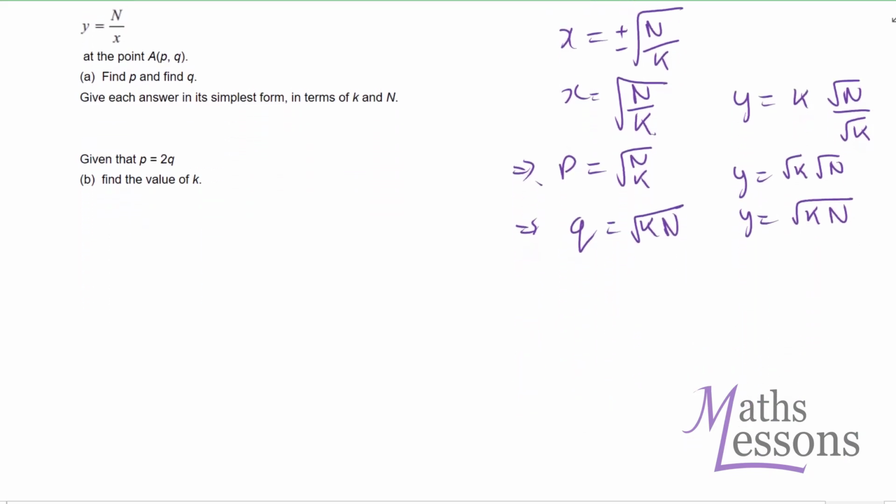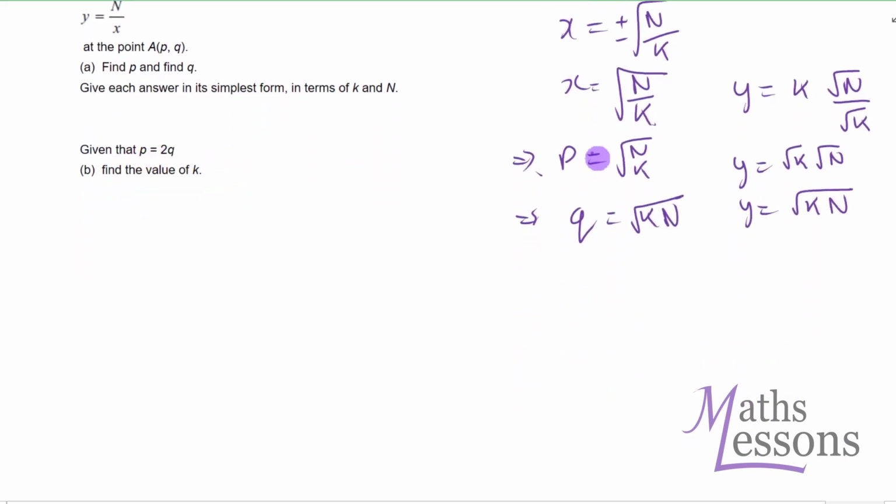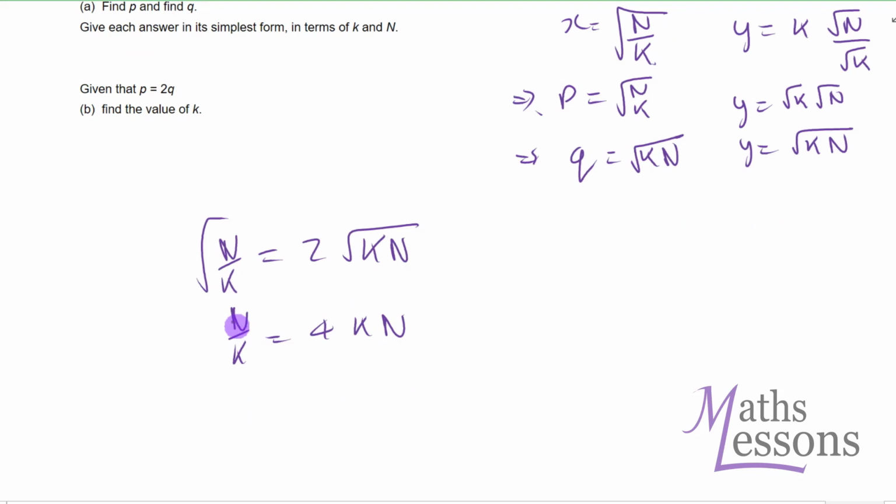So here we go. We're going to scroll down a bit. We're given that P equals 2Q, so this is equal to 2 times this. So we know that the square root of n over k is equal to 2 times the square root of kn. If we square both sides, we get n over k equals 4kn. Next we're going to multiply throughout by k, so we get n equals 4k squared n.